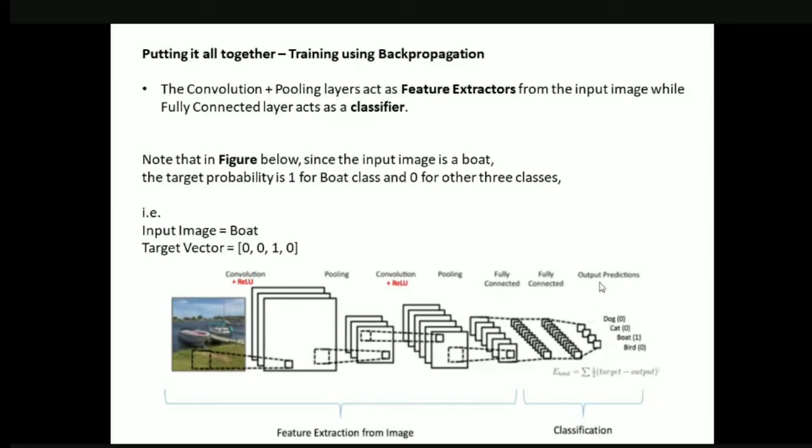So if you take an input image, our input image is a boat, right? What are our target values? That is, what should be our actual final value, the original classification? It should be 0 for dog, 0 for cat, but 1 for boat, because the original image consists of a boat only. So it should be 1 for boat and 0 for bird, right? But initially our network cannot predict the input image accurately.